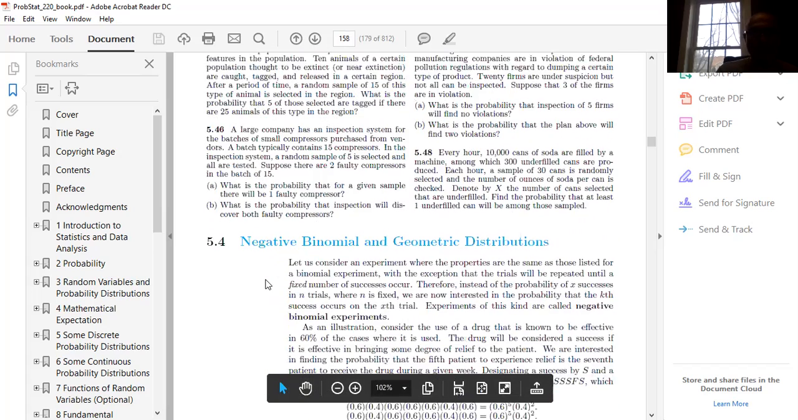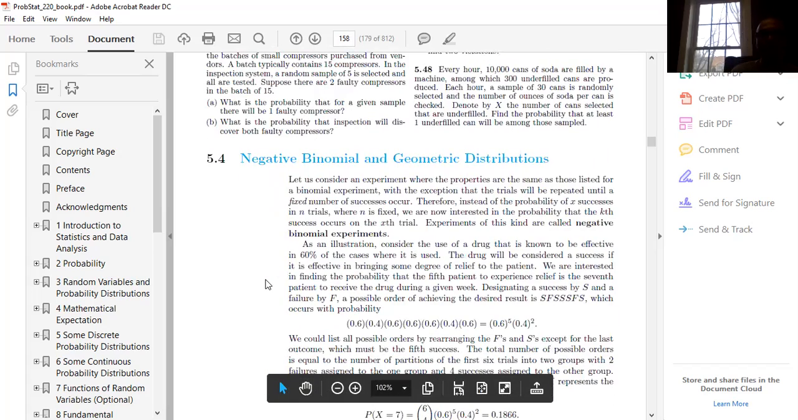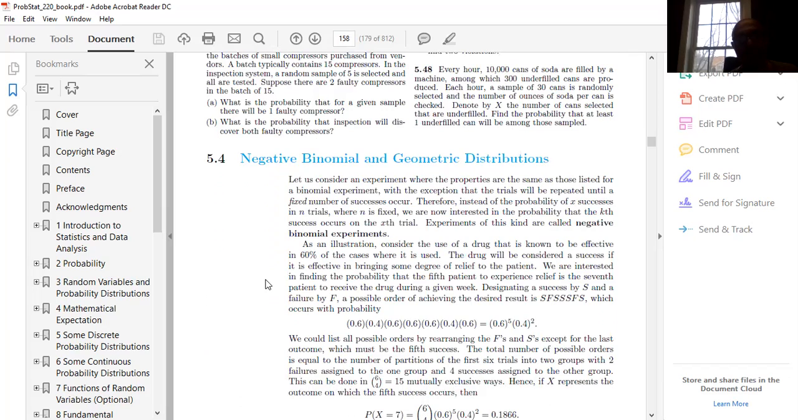Okay, a few of the examples we went over last time were example 5.31 and 5.33, some of the examples we did from here. And today we are going to see the negative binomial and the geometric distribution.